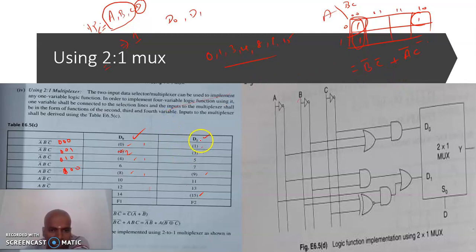Similarly, in this manner we are going to calculate D1 also. Once we have the expressions, the two expressions, draw the block of the 2x1 mux with the two inputs D0, D1. Then A, B, C are inputs. Use the proper logic gates, take the inputs from the corresponding A, B, C, and draw the logic diagram.